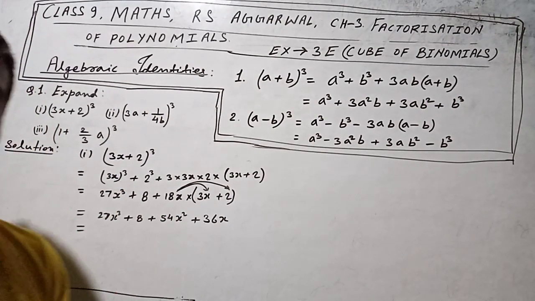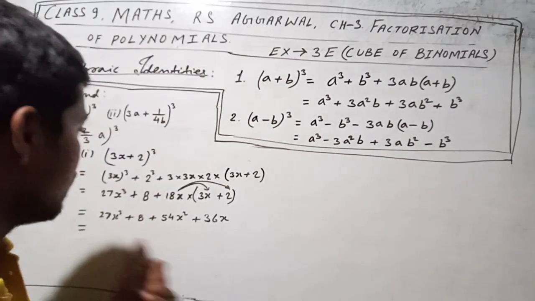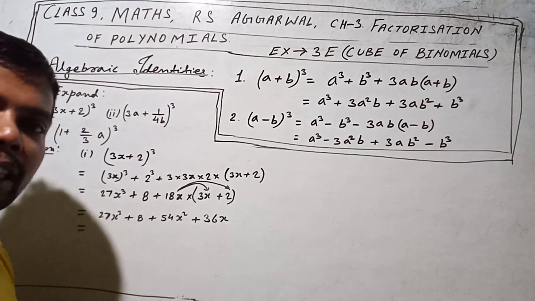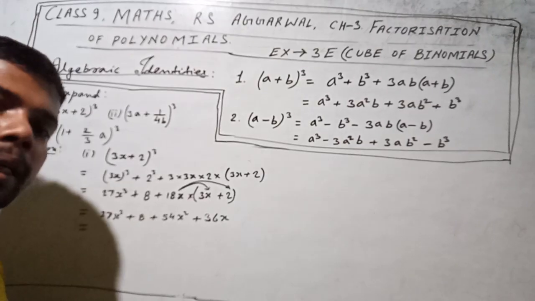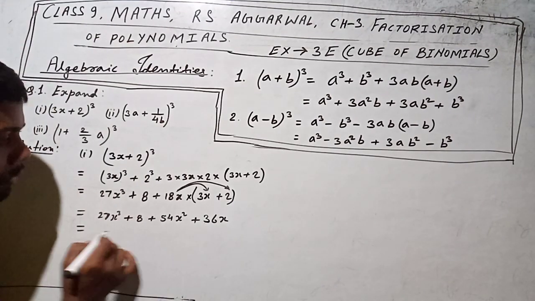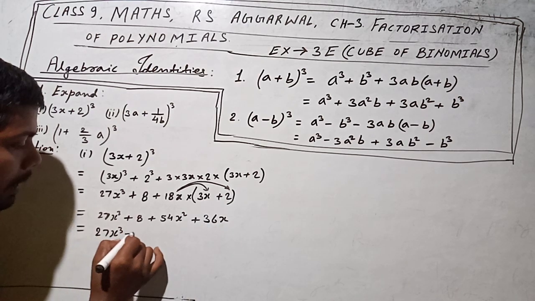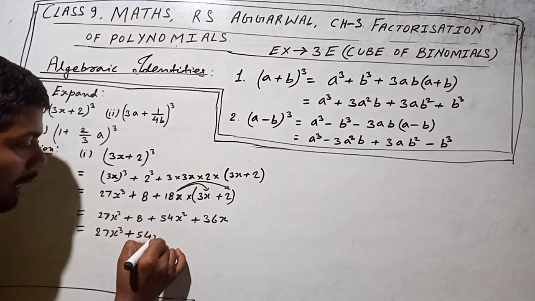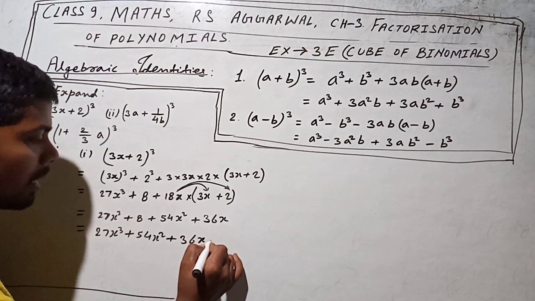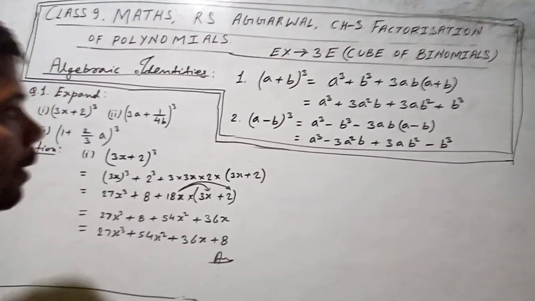We will write it in the standard form. We know that the standard form of a polynomial is one in which we write the terms in the ascending powers of the variable or in the descending powers of the variable. You can arrange in either of these two ways. We will arrange like this: 27x cube, then plus 54x square, then plus 36x, then plus 8, and hence this is the final answer.